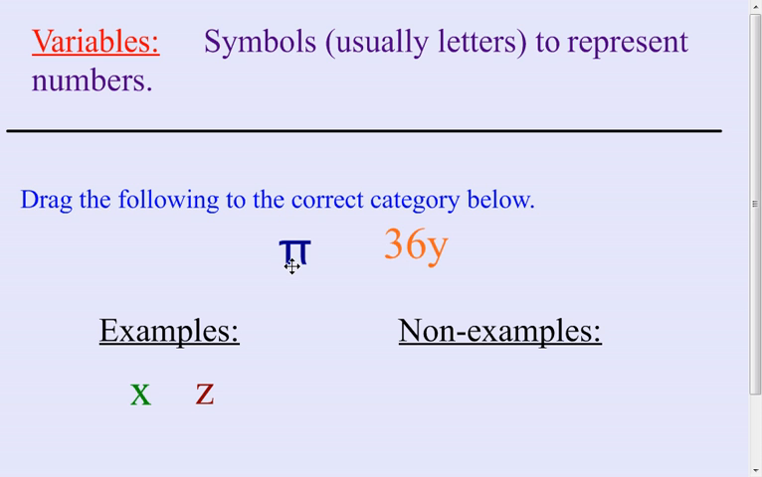Pi looks like a symbol, but it does not represent an unknown number. Pi has a value to it. It is 3.141592, and the list goes on and on and on. But pi is actually not a variable. Pi is a known number, even though it looks like a symbol. Okay? And then the other one people always get wrong is this 36y. Y itself is a variable, but 36y, the quantity 36y, is not a variable. So when I chunk that together with the 36, it no longer is a variable. So this is a non-example.